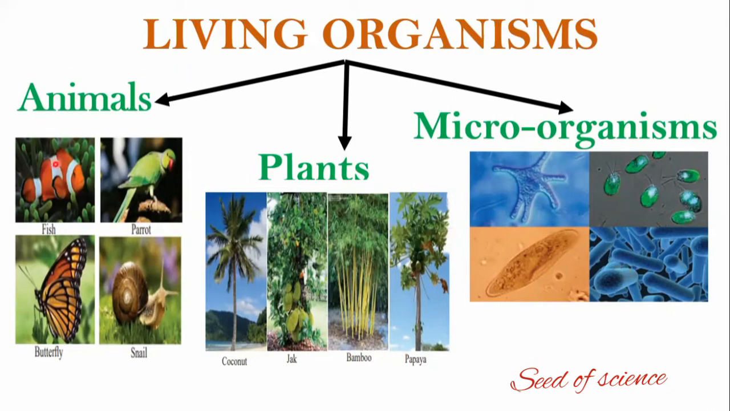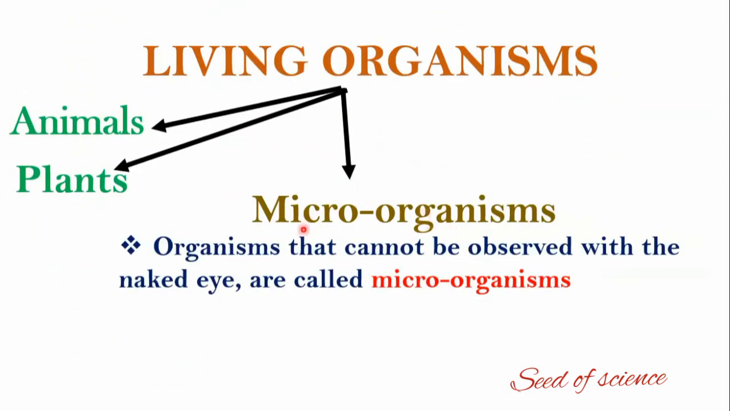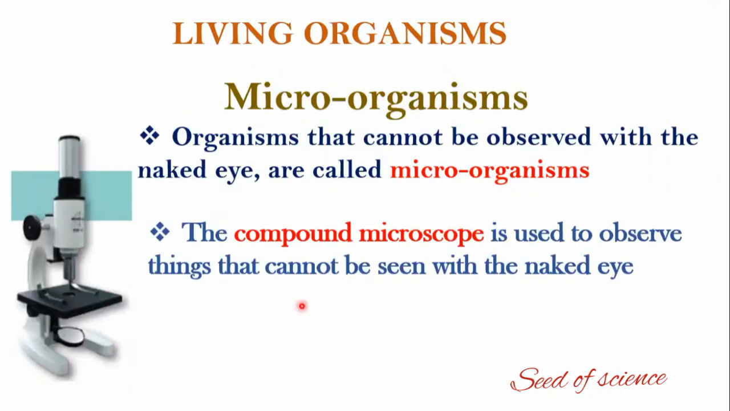Already you know some facts about animals as well as plants. Now let's talk about microorganisms, right? What are microorganisms? Organisms that cannot be observed with our naked eye. With the naked eye, we can't see microorganisms. Then how can we observe them? They can be observed through the compound microscope. So to observe microorganisms, we use a compound microscope.